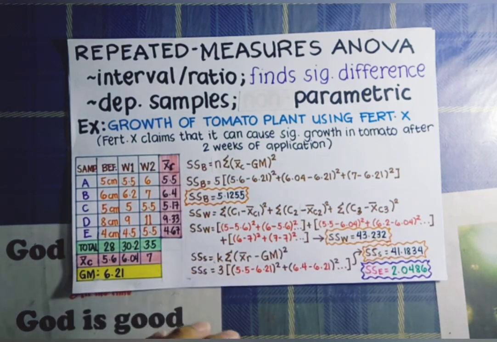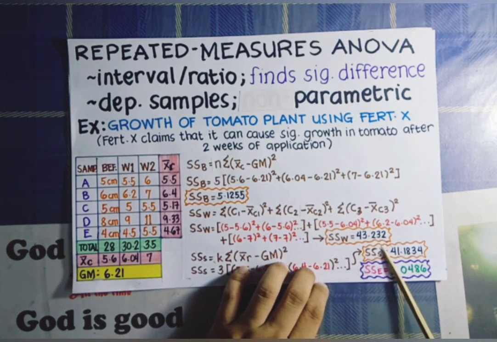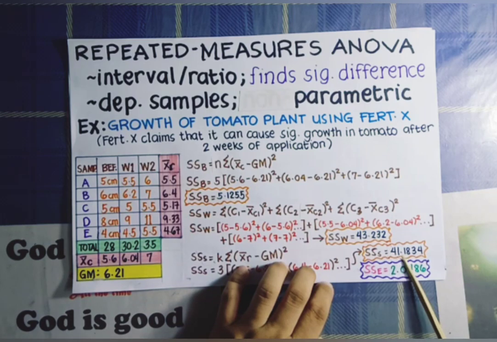Okay, and by doing this in your calculator, then we will have here SSS, or the sum of squares for subjects, is equal to 41.1834. Now, how do we get the SSE, or the sum of squares for error?